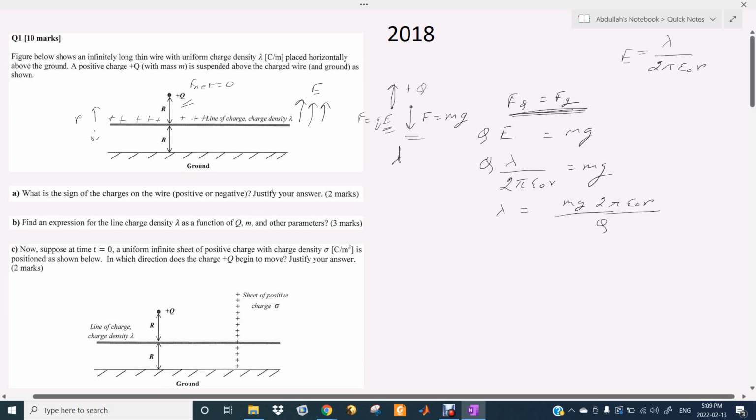So that's what they're asking from you in part B: find the line charge density in terms of the charge, the mass, and other parameters. The other parameter is the distance between the charged particle and the line charge, right? So that's the answer for your part B, and that's for part A, including the diagram. All right. So any question till now?